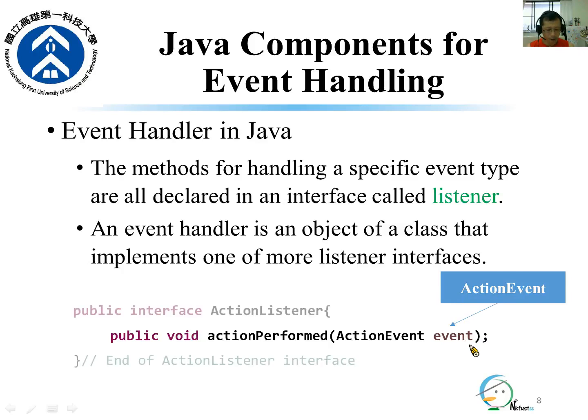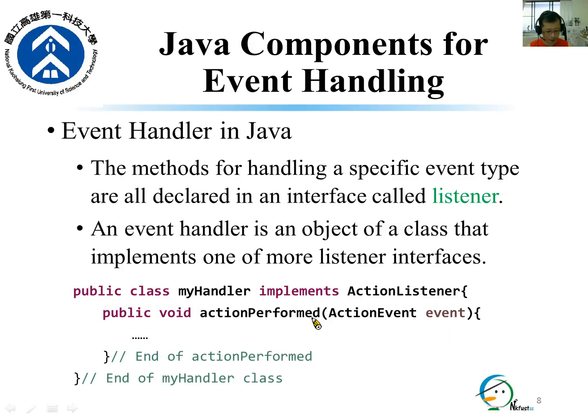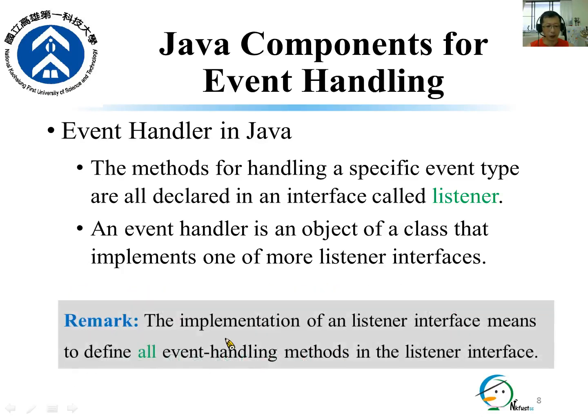The method actionPerformed is thus encapsulated in an interface called the ActionListener. So the class you define as the event handler has to implement the ActionListener, as the code shows you here. It is worth noting that in Java, the implementation of a listener interface means to define all event handling methods in that listener interface if it has more than one method.